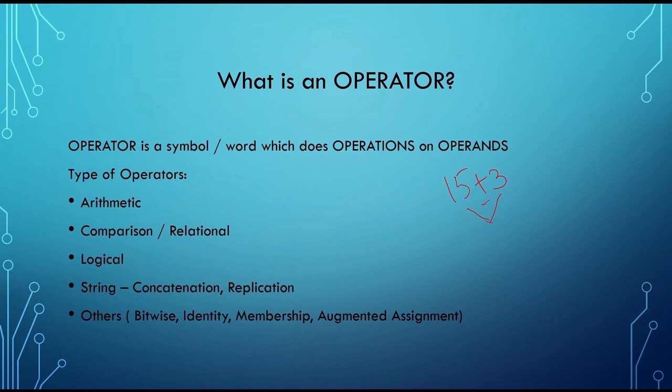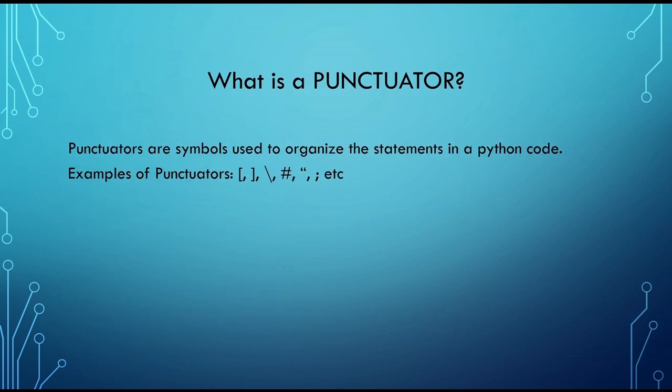There are different types of operators: arithmetic, comparison, which is also called relational operators, and logical operators. Under string operators, we have concatenation and replication operators, and there are a series of other operators called the bitwise, identity, membership, augmented assignment, and so on. There's a separate video covering all these operators, and how to evaluate them based on some precedence is going to be covered in the coming video.